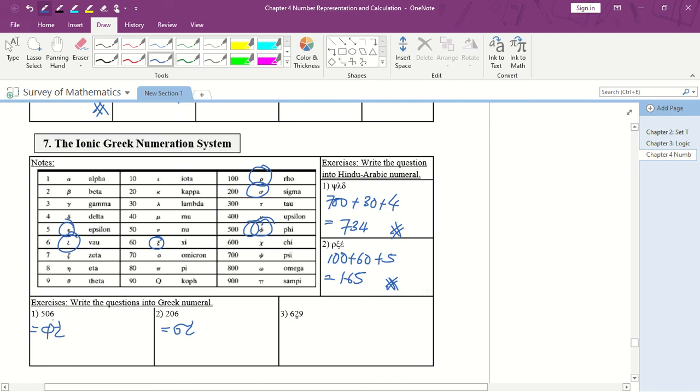And now 629. This is 600. Now it's like this. Okay. Like this. Let me just erase it. 600. 20 is here. 9 is theta. Like this. So that's 629. So it's actually somehow easy, right? You just need to find this table and you can write it down easily.